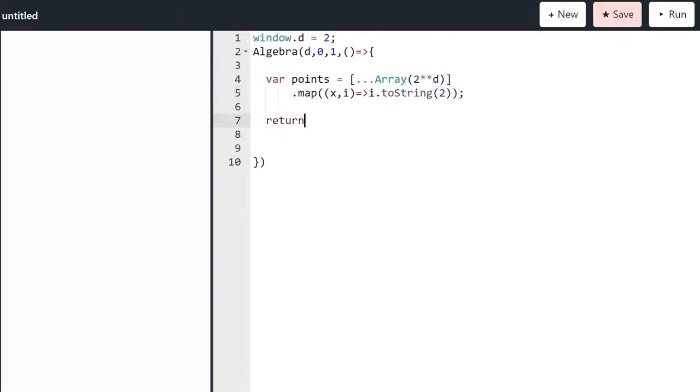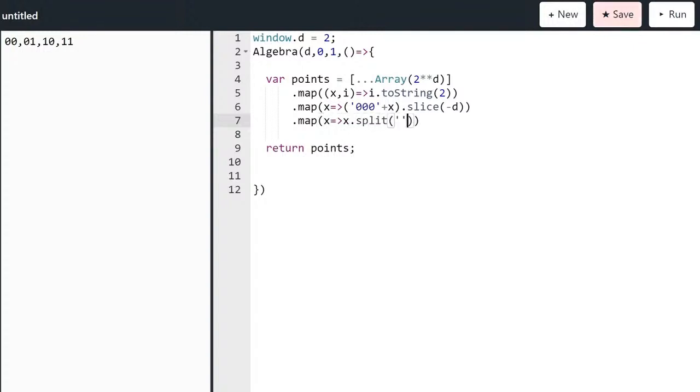And actually, I can show you what we're doing. So we've converted it to binary, but these guys are missing the leading digits here, so let's add those in by just saying take some zeros and then slice it back down to D dimensions. So now we get this one, and now we can convert that to little arrays by splitting it on the empty string. And that gives us this, and we might actually want to subtract 0.5 here from all of the numbers so that our square or box will be centered.